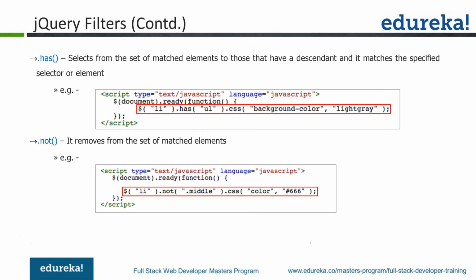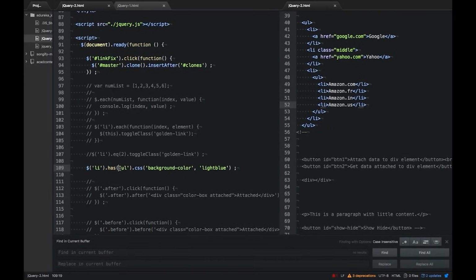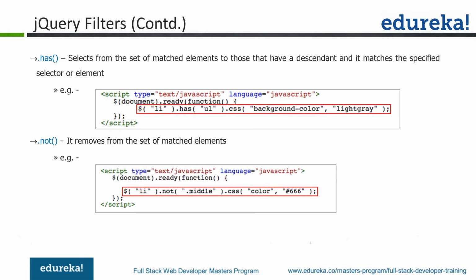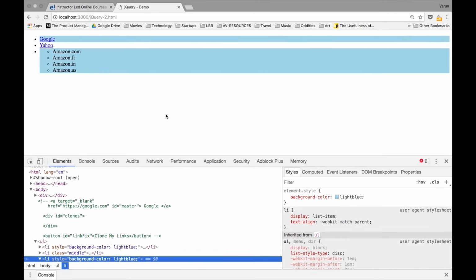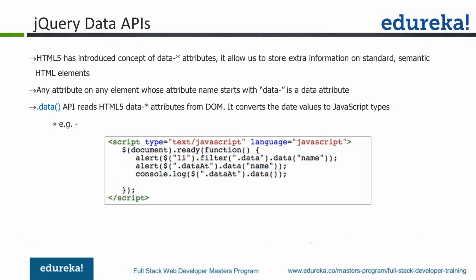Now, what not does is that it removes from the set of matched elements. So quite simple. Let's suppose I want to do this for everything which is not in the middle. So not is like the opposite of has. That's it. As I go over here, the first and the third one are selected. The others are ignored. Fair enough.